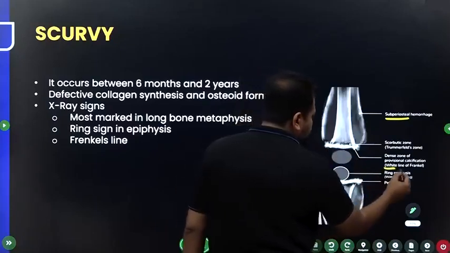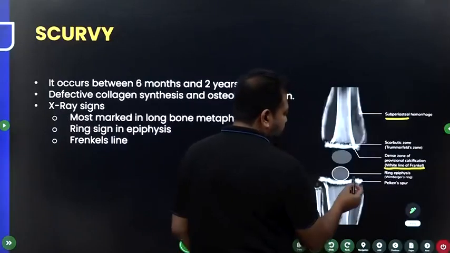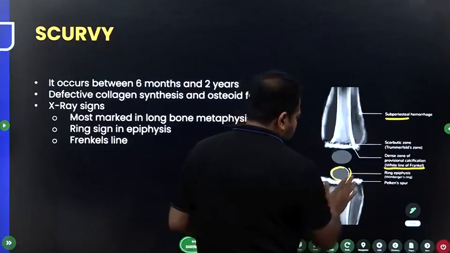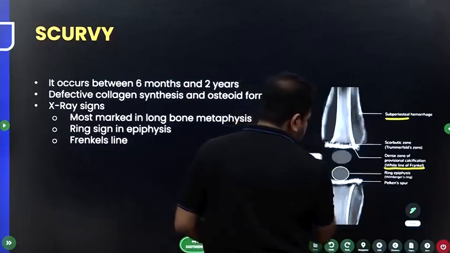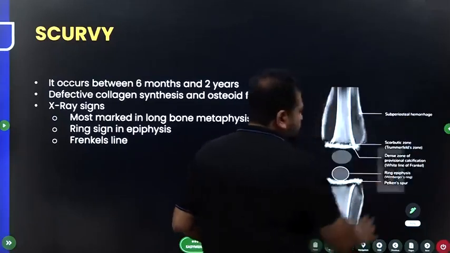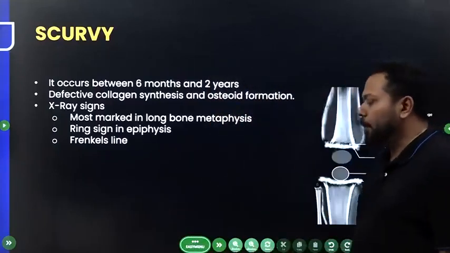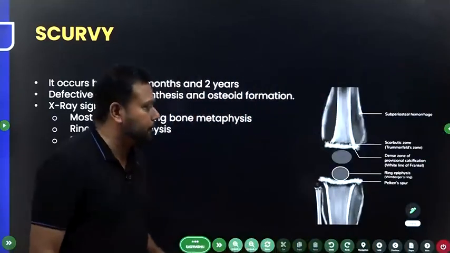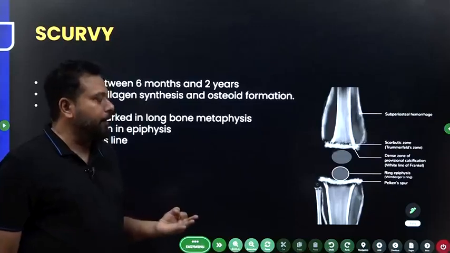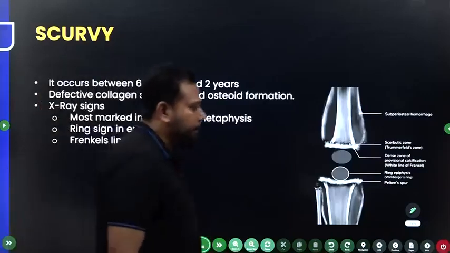That's called white line of Frankel. You can see Wimberger's line, Wimberger's ring, and at the edge of that, you can see what's called a Pelkan spur. So the radiological features, everything in detail I had explained in the main video. Just I am outlining the names alone. What are the radiological signs you can expect in scurvy? Subperiosteal hemorrhage, Trümmerfeld zone, white line of Frankel, Wimberger's ring, Pelkan spur. Okay, that completes scurvy.